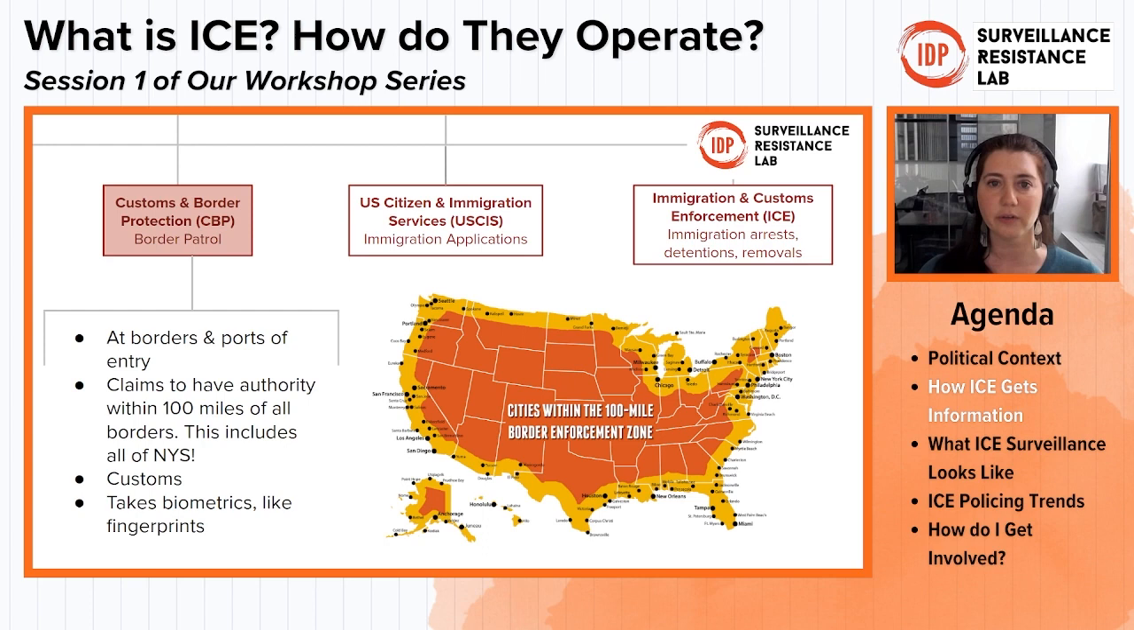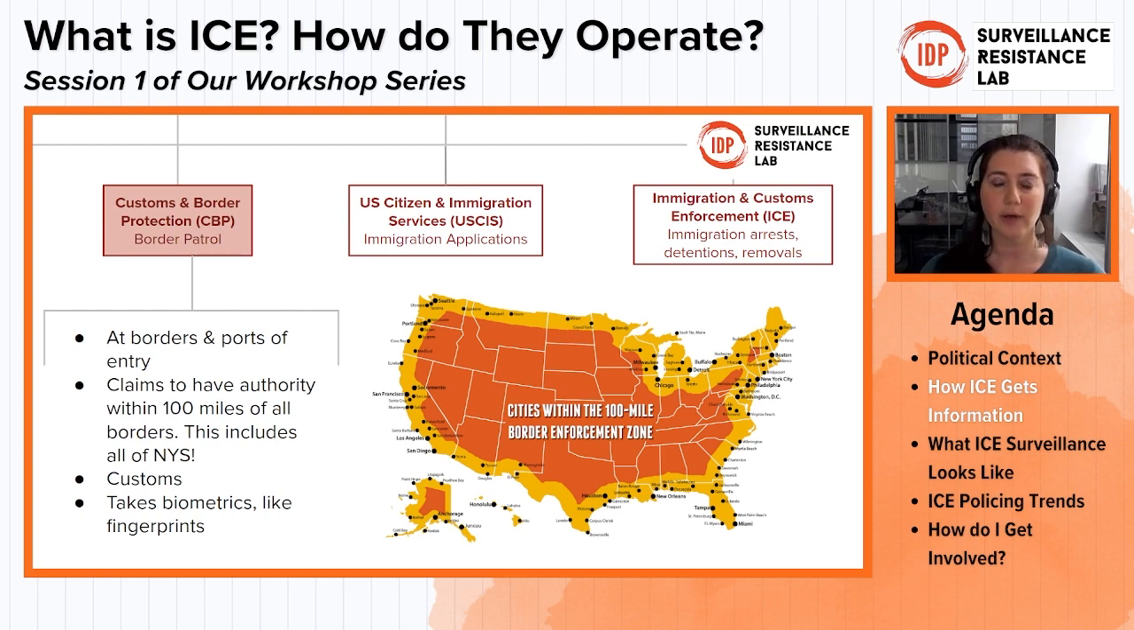So the first agency is Customs and Border Protection, often called Border Patrol. CBP agents are stationed at the land and coastal borders or ports of entry like airports. And they claim to have authority within 100 miles of all external boundaries, including land borders, coastal borders, and airports of the United States, which, if you look at the map, covers a wide swath of the United States. It covers about two-thirds of the people that live in this country.